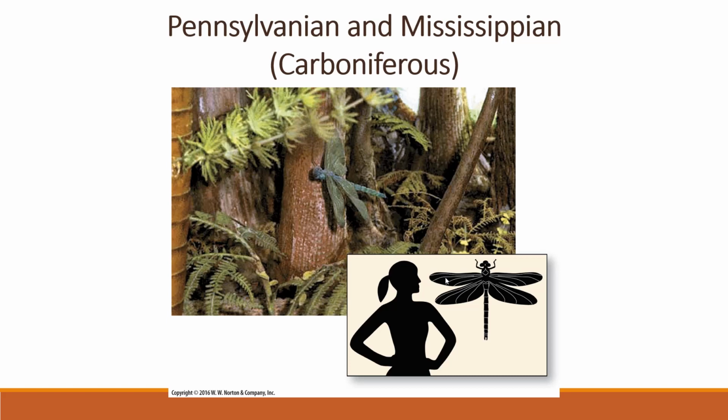So here's a museum diorama showing a Carboniferous coal swamp. There's a giant dragonfly which had a wingspan of about 1 meter. So this inset gives a sense of the size relative to a human. I would not want to run into this dragonfly.